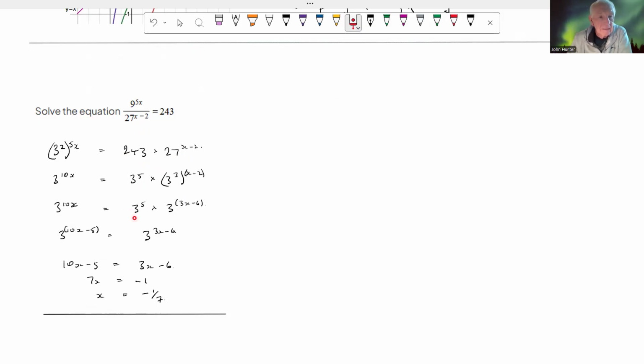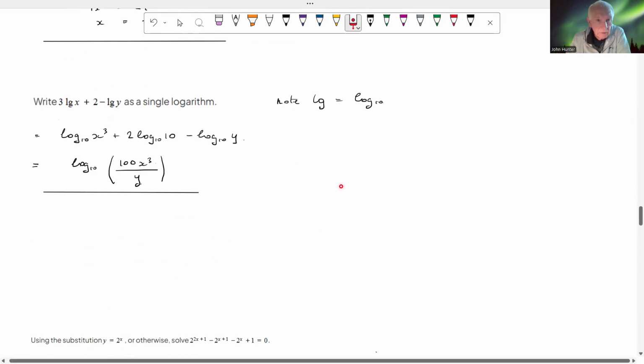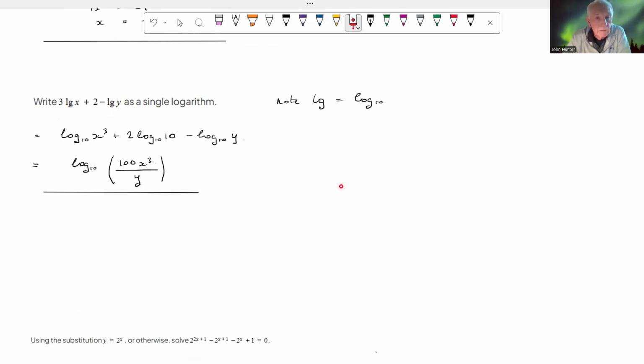All right, and now if we divide through both sides by 3 to the power of 5, we get that on the left. 3 to the power of 10x minus 5 is equal to this there on the right. So again, we can equate the arguments of these two functions, and we get that, work that through, giving us x equals minus 1/7. Okay, so that's straightforward.